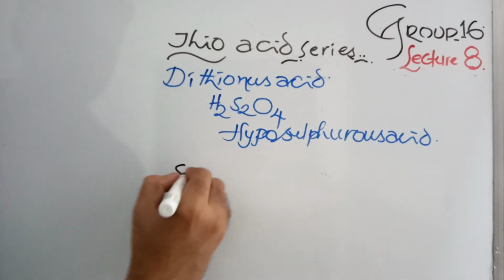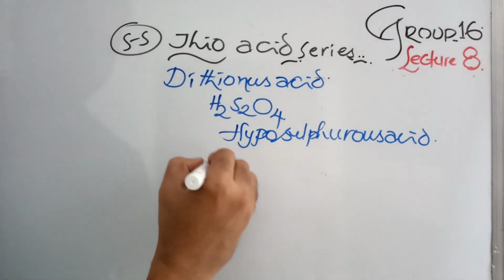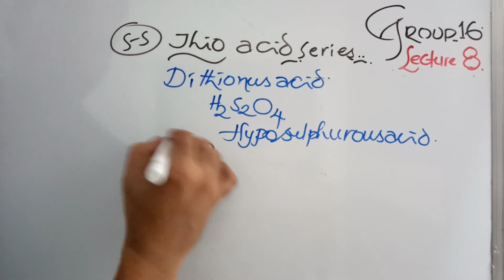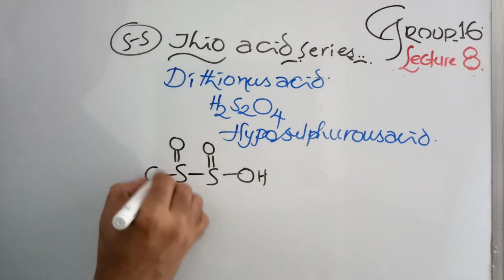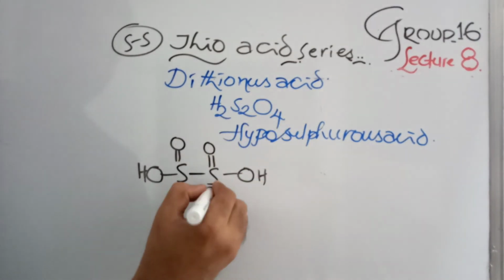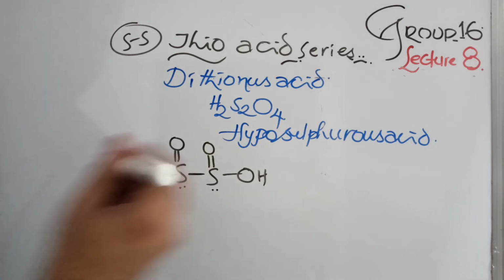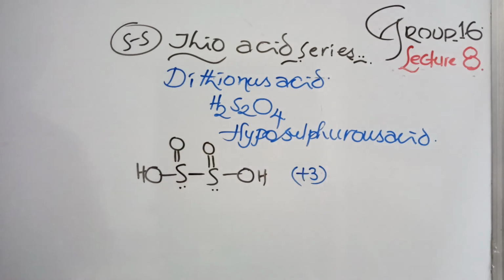You see, SS bonding will be there. As I said, thioacid series means there will be an SS bond. And now this is double bond O, OH and OH. 2 hydrogens, 2 sulfurs, 4 oxygens. Each sulfur will be having a lone pair. Here the oxidation state is +3. Lower oxidation state, so hypo has come. Hyposulfurous acid, thioacid series. This is called dithionous acid. Ous means lower oxidation state. So this is dithionous acid, H2S2O4.